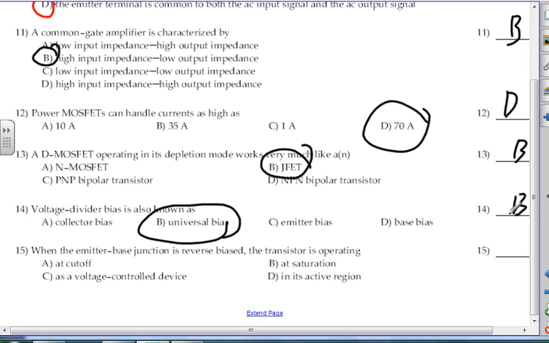When the emitter bias junction is reversed, the transistor is operating in. The emitter base is reversed. Yeah, that'd be cutoff. Good.